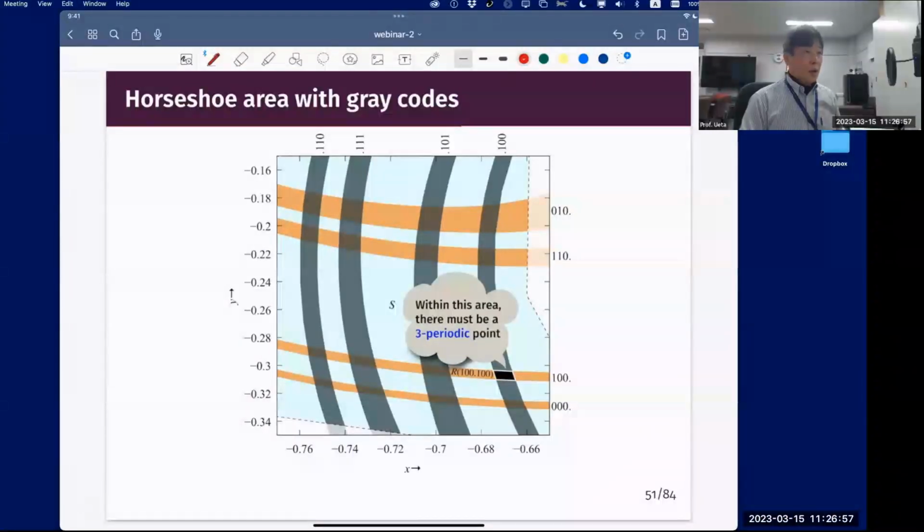For example, for 100 for the forward time and 100 for backward time, you have a cross section here. It can be the candidate for periodic 3 motion if you can find the pattern.